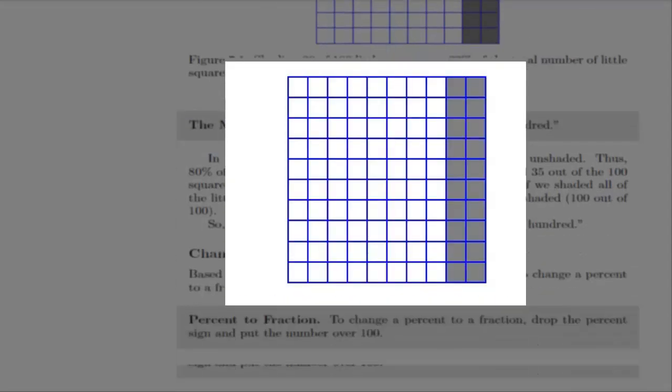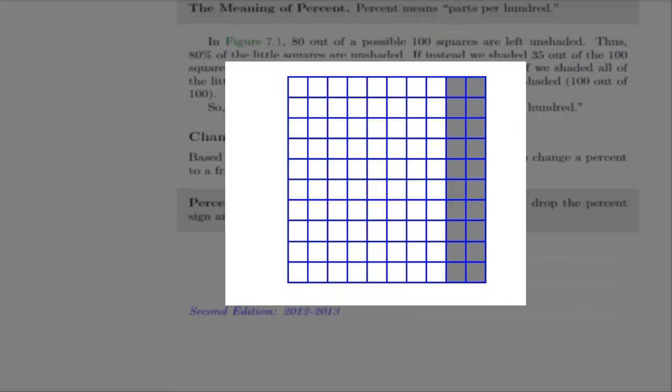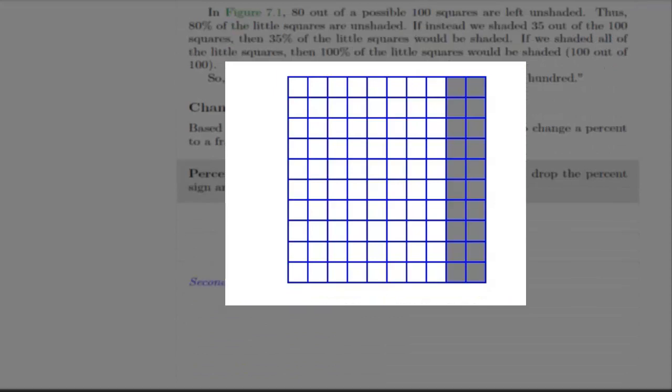In Figure 7.1, 80 out of a possible 100 squares are left unshaded. Thus 80% of the little squares are unshaded. If instead we shaded 35 out of 100 squares, then 35% of the little squares would be shaded. If we shaded all of the little squares, then 100% of the little squares would be shaded, 100 out of 100. So when you hear the word percent, think parts per 100.